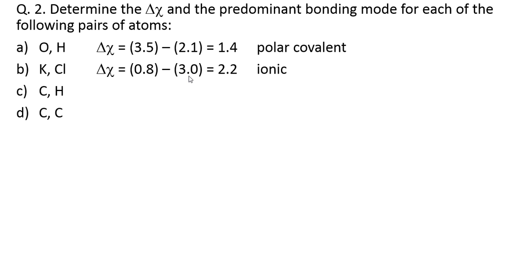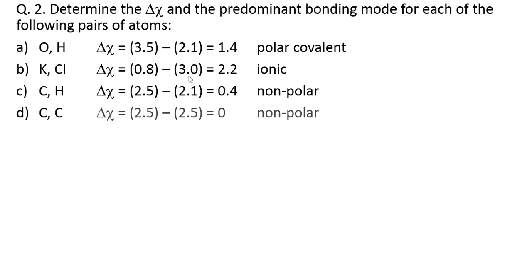In part C, the delta chi between carbon and hydrogen is about 0.4. The electronegativity for carbon is 2.5, and that for hydrogen is 2.1. This results in a nonpolar covalent bond. And finally, in part D, the delta chi between two carbon atoms is 0. Since the electronegativity for each carbon atom is 2.5, this also results in a nonpolar bond.